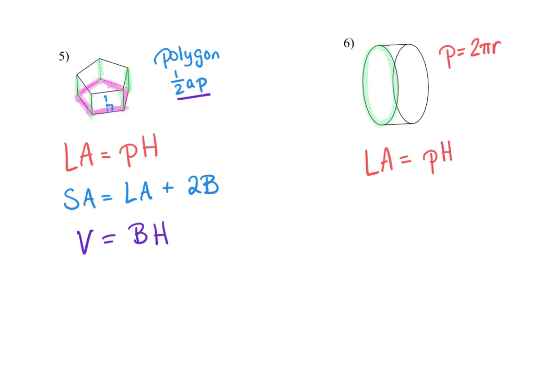The height of this particular cylinder is still the distance between the two circles. They're going to give you that distance between the two circles. They're going to give you that height.